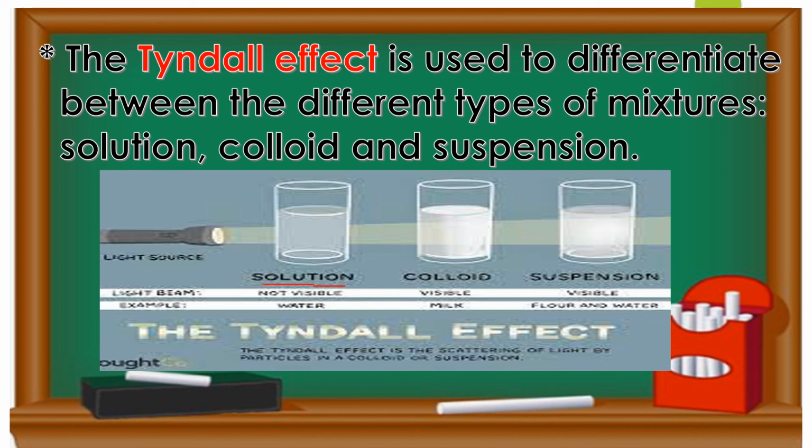So here you can see in a solution, when you turn on the flashlight, the light beam is not visible in a solution. For example, in a water solution, you cannot see the beam of light there. In a colloid, the beam of light can be visible, so you can see where the light passes through. Okay, and also in a suspension, the beam of light there, you can also see it. So only in a solution the light is not visible.